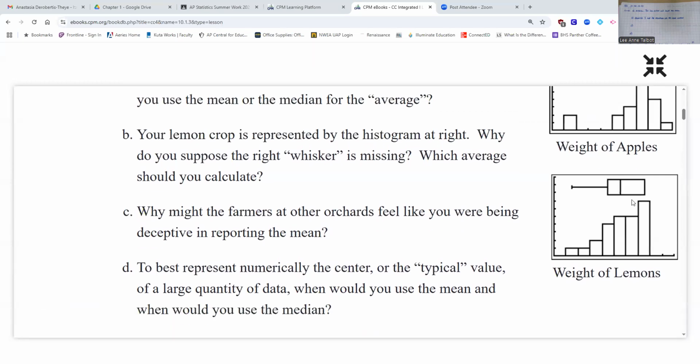Okay, should we use the mean or the median in this one? I still think we should use the median, because this whisker goes way far down. They're still low numbers.